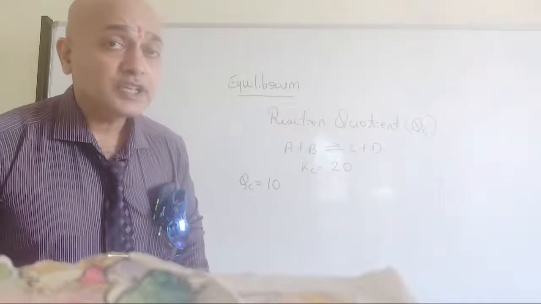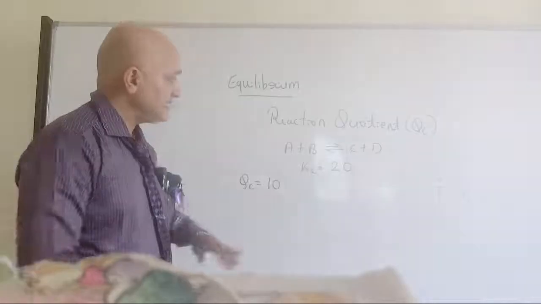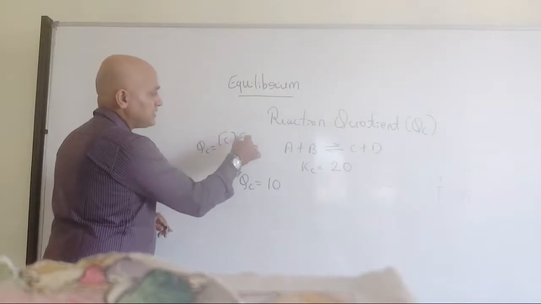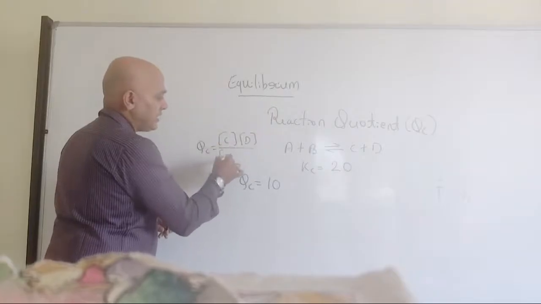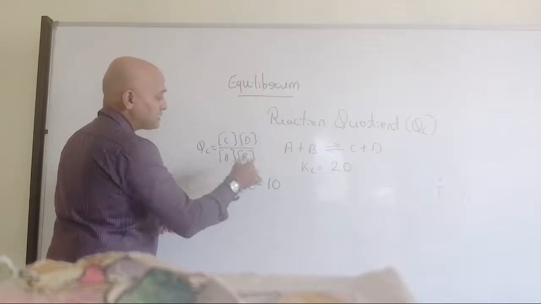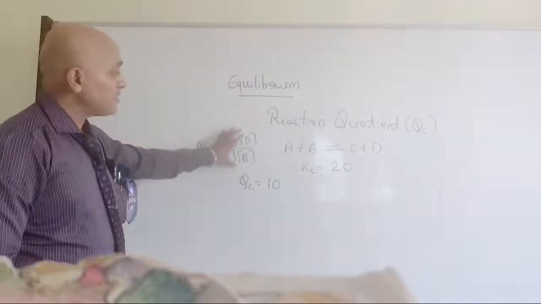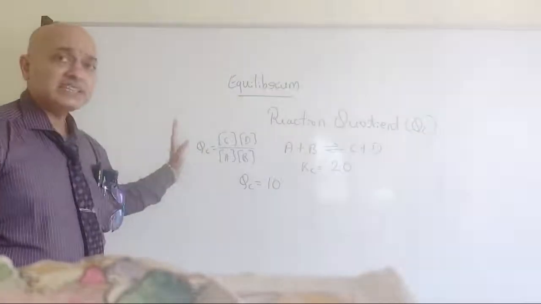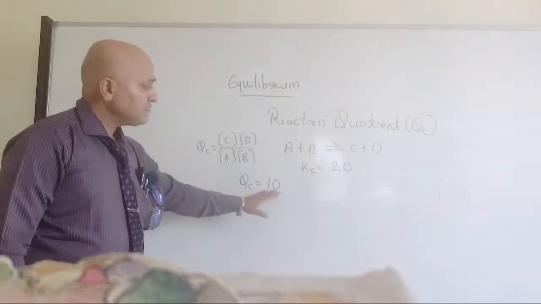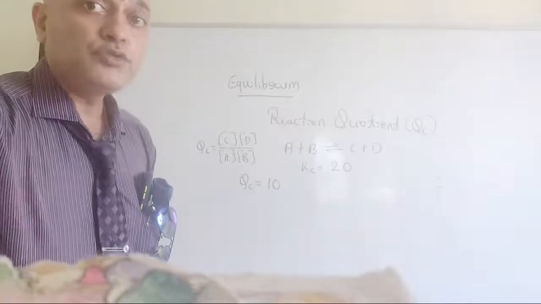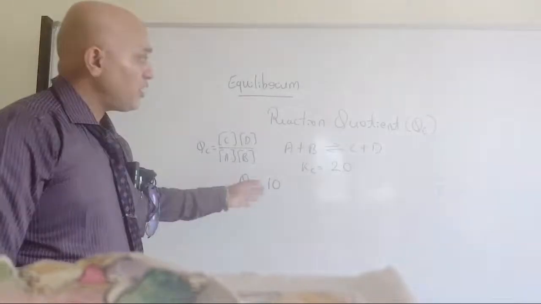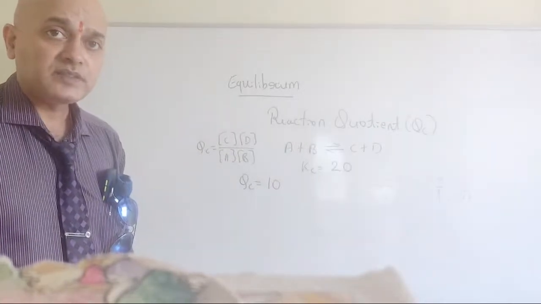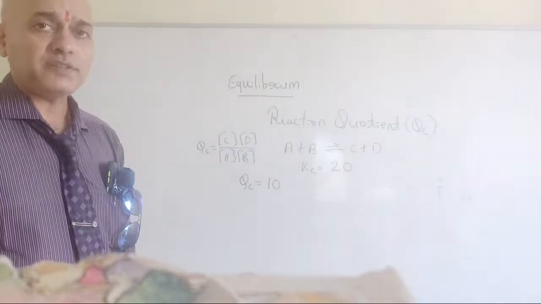What is Qc? Qc is the same as Kc, where the concentration of C times the concentration of D is divided by the concentration of A and the concentration of B. But these concentrations may not be at equilibrium. That's why Qc and Kc differ. Now Qc value we have got as 10. Now you should tell me whether from now onwards the reaction will be forward or backward. Just type it as forward or backward. That's all.